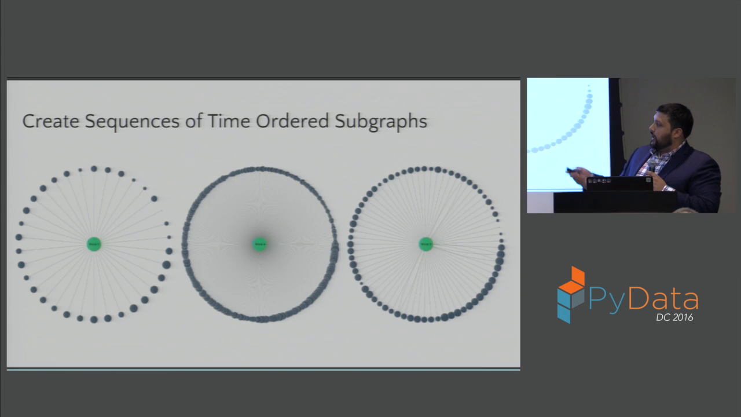How about dynamics? Can we actually see what happens over time? In order to create a dynamic graph, we'll have to create a sequence of time-ordered subgraphs. And so this is week 2, 4, 5. What happened to week 3?